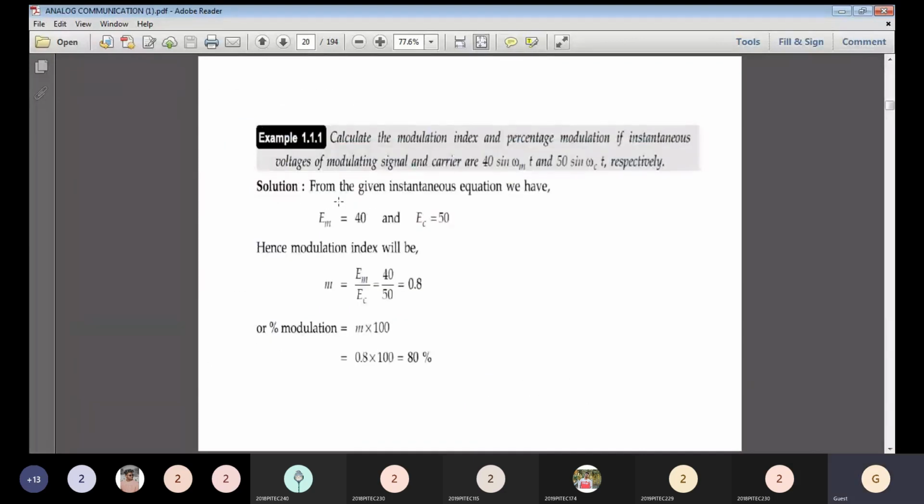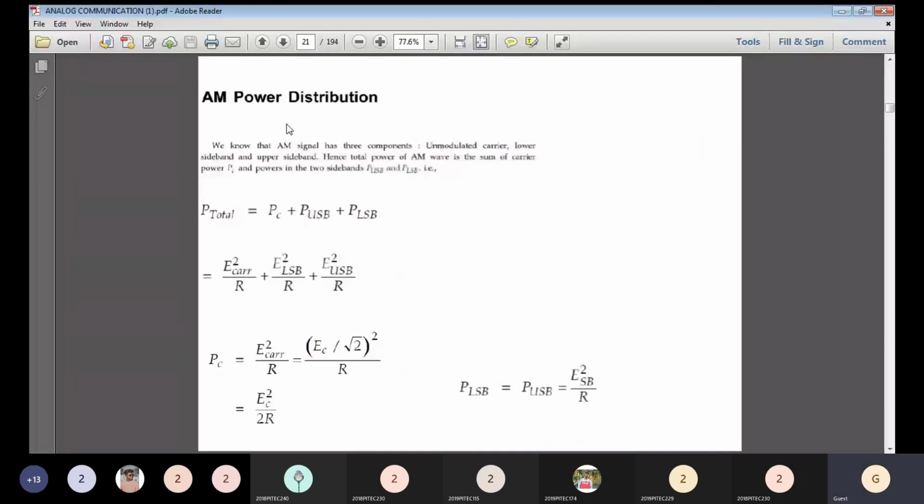Our next topic is amplitude modulation power distribution. So the total power is distributed. For each and every signal, there is a power requirement. Like the bandwidth requirement, the power requirement is also there, so we have to provide that much power, because the signal requires that much power.